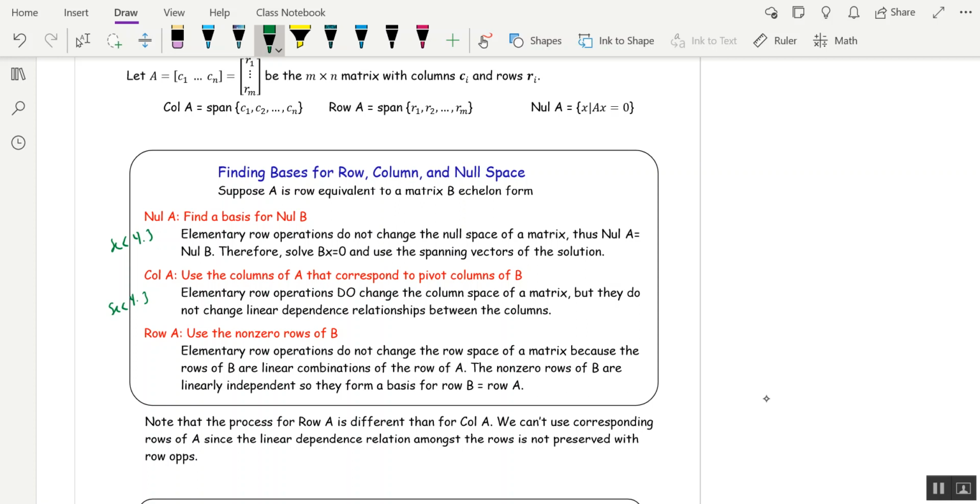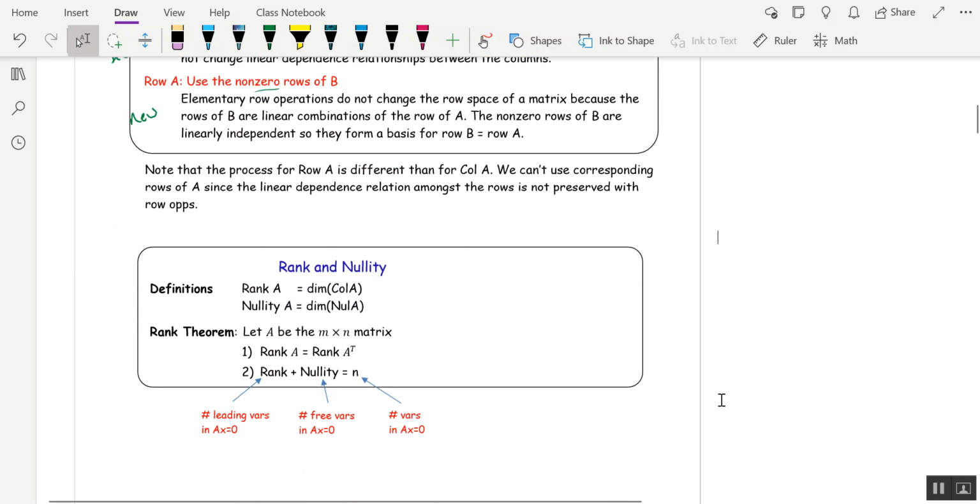Now, what's new is finding a basis for row A. So we've got A that's reduced to an echelon form B. Just take the non-zero rows of B. So stay in the B matrix, take the non-zero rows of B. Elementary row operations will not change the row space of a matrix, but they will change the linear dependence relations. So you need to take the non-zero rows from B, not from A. Okay, so we'll do an example of that very soon.